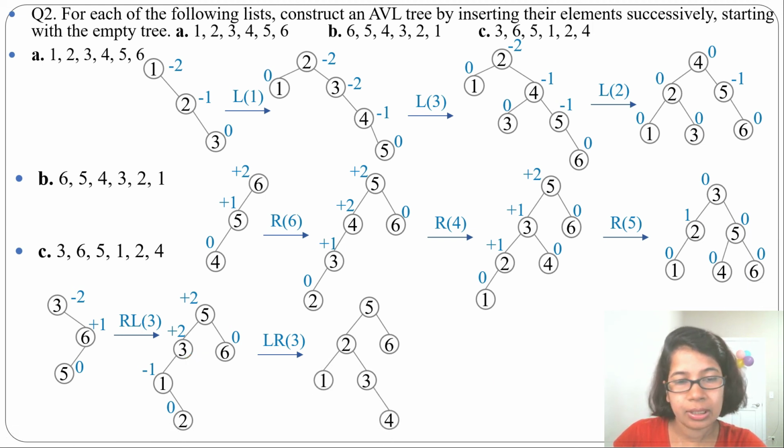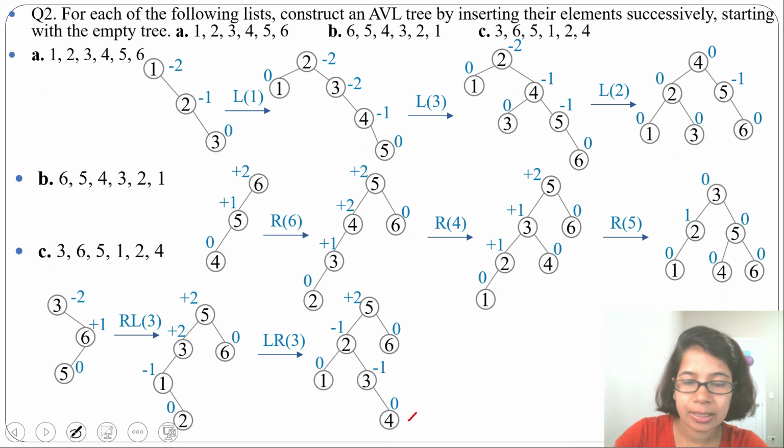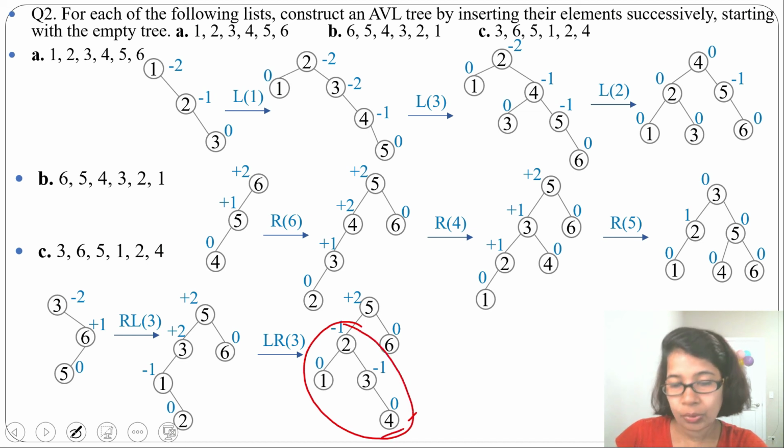Next we'll insert node 4. After insertion, let's check the balance factor. Balance factor of 4 is 0, 3 is minus 1, 1 is 0, 2 is minus 1. For 6 it is 0, for 5 it is plus 2. Now which rotation will we do? This 4 is inserted in the left subtree's right child. So we'll do LR rotation of 5, as 5's balance factor is plus 2.